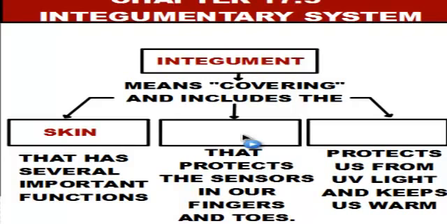We also have nails that protect the sensors in our fingers and toes, because there's a lot of them, so we need to protect them. And then lastly, we have hair, which protects us from UV light and also keeps us warm. The main focus of today's vodcast is going to be on the skin and the different functions of the skin and the different parts of the skin. So let's take a look at the skin.